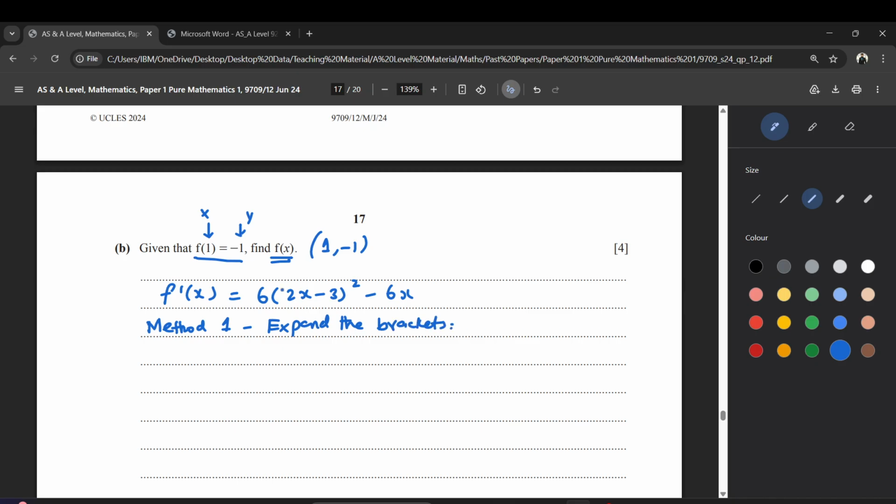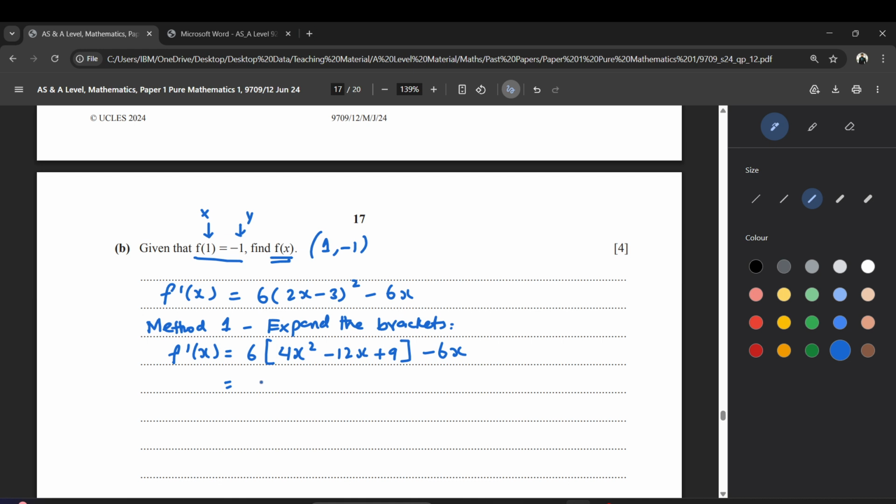Okay, so I'm going to expand these brackets. So f dash x equals 6 times (2x minus 3) whole squared. Okay, so this would be 4x squared minus 12x plus 9. We already did this in the previous part. So this is what we get, and then we have minus 6x.